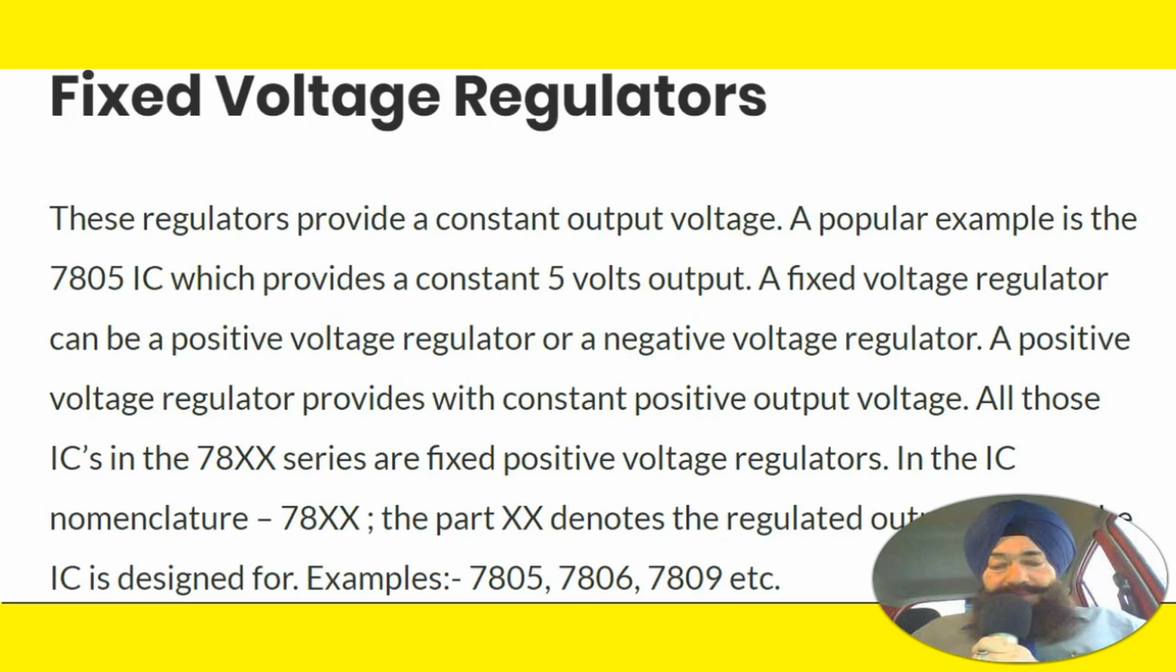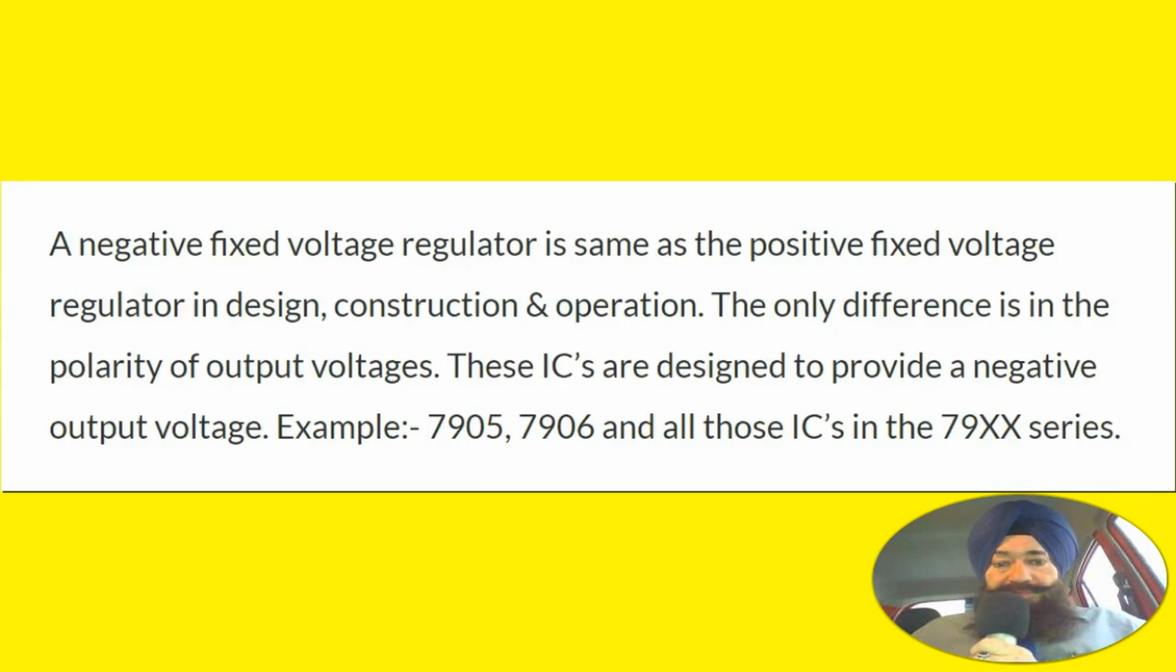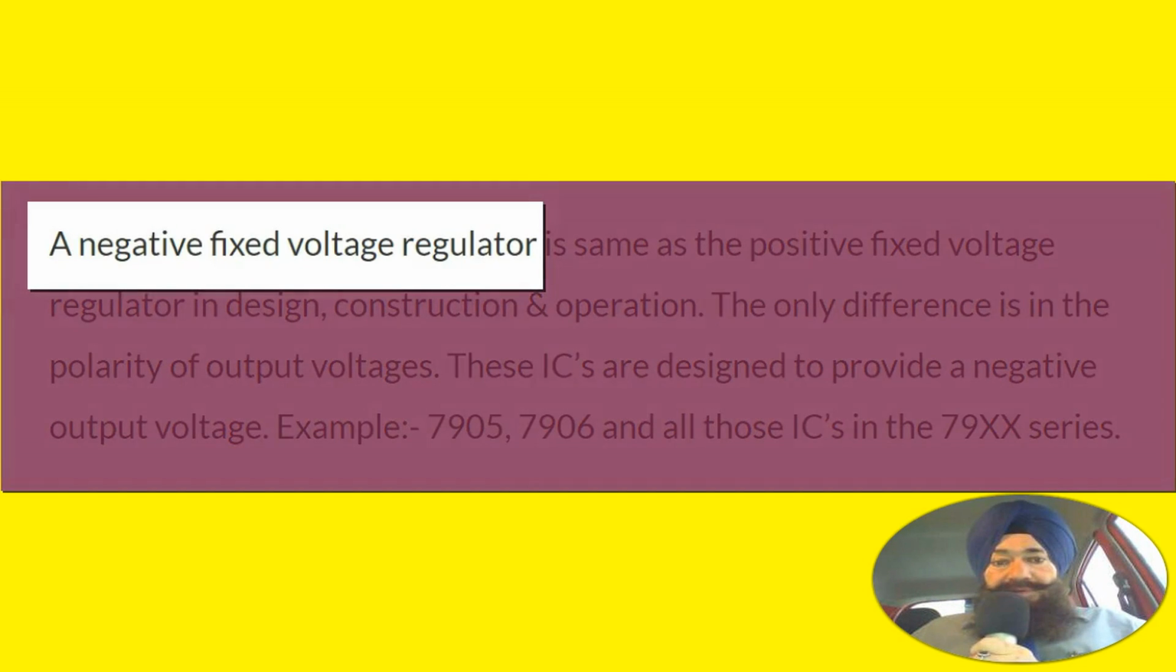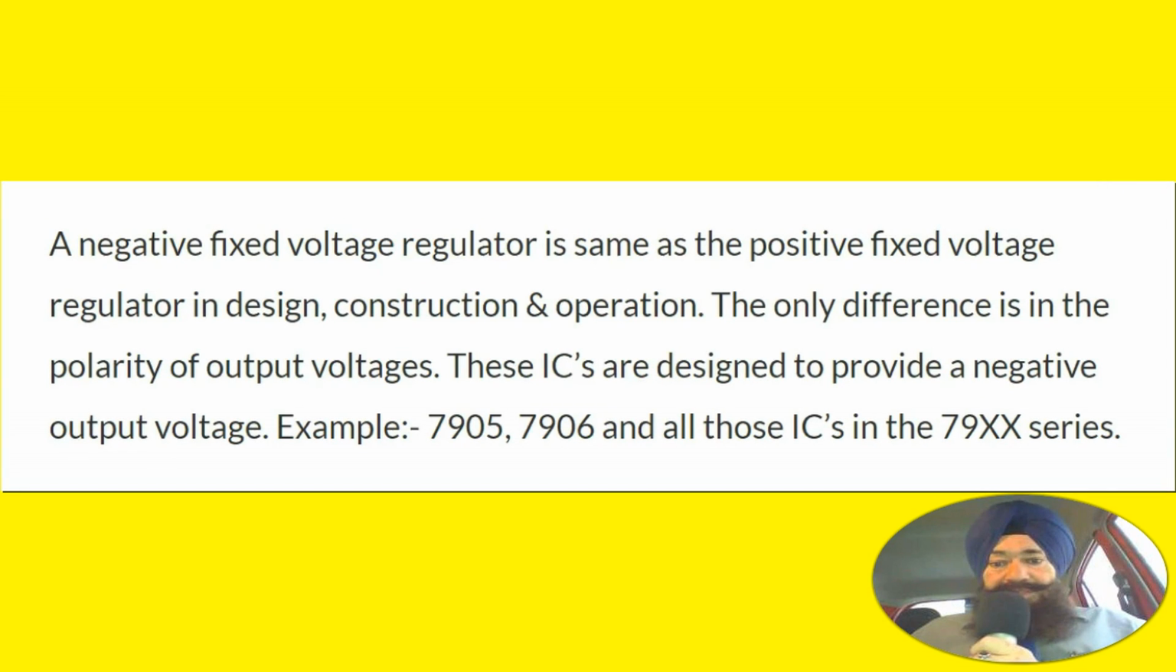Like 7805 provides 5 volts, 7806 provides us 6 volt positive voltage, 7809 provides us 9 volt positive voltage. Okay, and there are negative voltage regulators. It is the 79 series. The 79 series provides us output voltage which is negative. 7905 gives 5 volts negative output. 7906 provides 6 volt negative output. This is the 79 series.